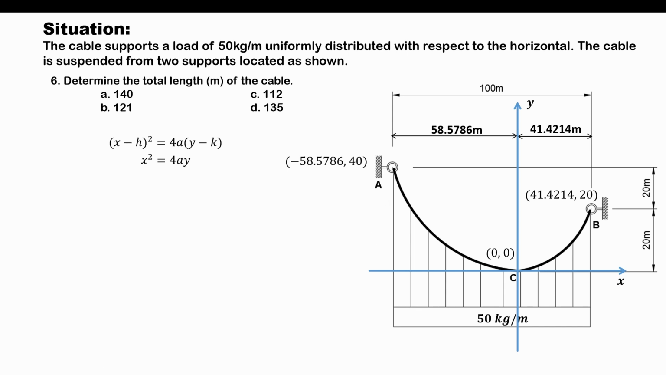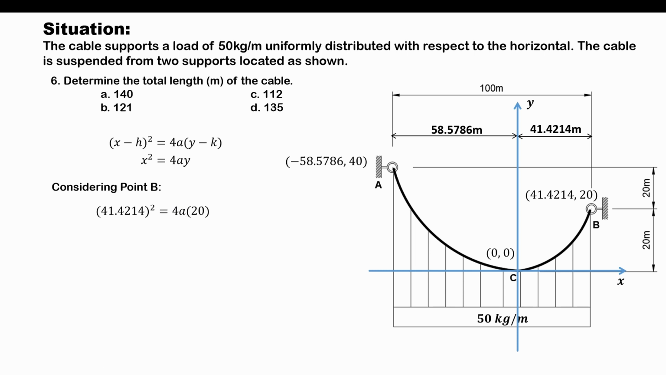So you might use either of the two. We will still yield the same equation of the cable. But here, I'll just consider point B. So from this simplified equation, x squared would be 41.4214 squared. So technically, this is the x-coordinate of point B, equal to 4a multiplied by the y-coordinate of B, which is 20 meters. So basically, you can compute for the value of a here. But here, what I've computed is the value of 4a.